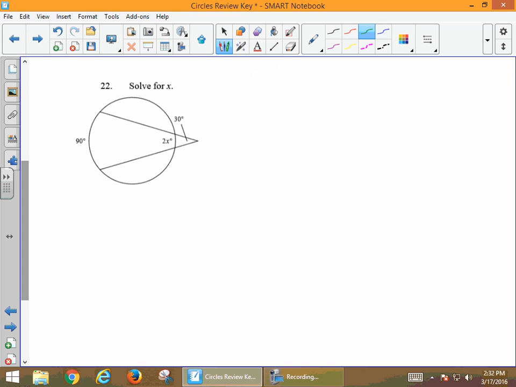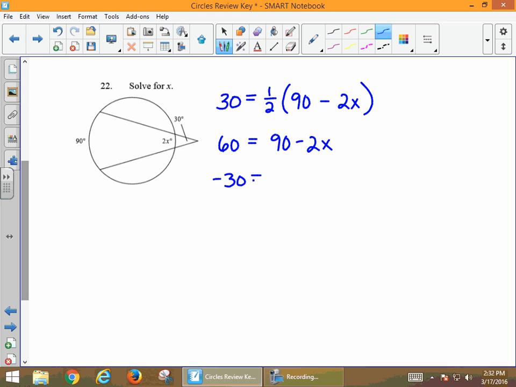All right, question 22. The angle on the outside, they meet on the outside. So this angle, 30 degrees, is equal to half of the difference of the two arcs. So the arcs are 90 minus 2x. Algebraically, the easiest way to go about this is to multiply both sides by 2 first. So 60, and half times 2 is 1. So now I'm just left with 90 minus 2x. Subtract 90 on both sides, I get negative 30 equals negative 2x. Divide by negative 2, and I get x to be 15 degrees. So x is 15 degrees.